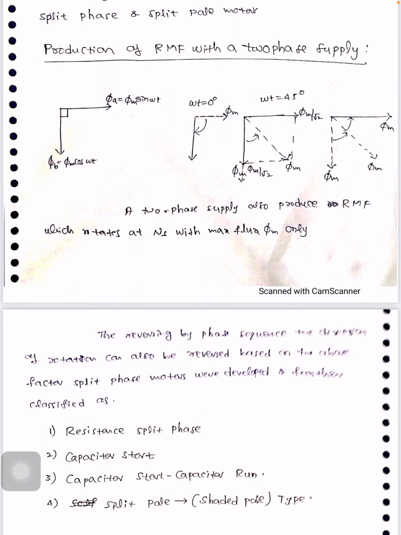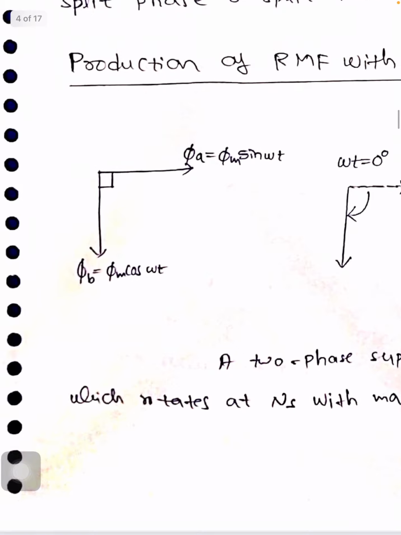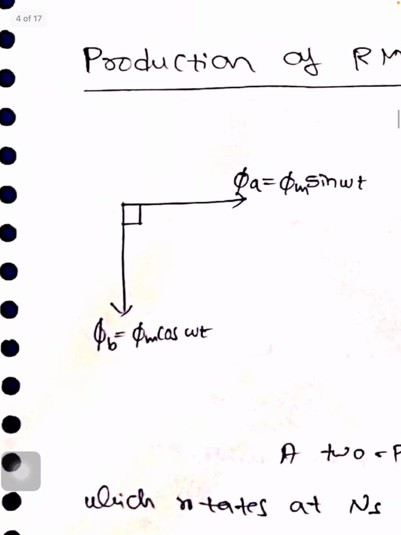Now see here, here are the two phases. One phase, which is called φA, is equal to φm sin ωt, and the other phase, φB, is equal to φm cos ωt. And these two phases are displaced by an angle of 90 degrees to each other exactly.